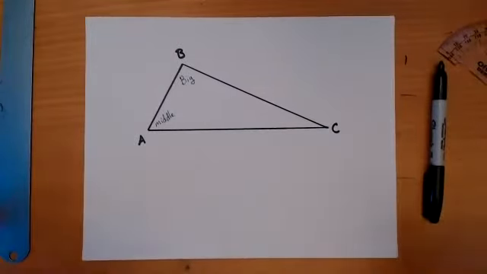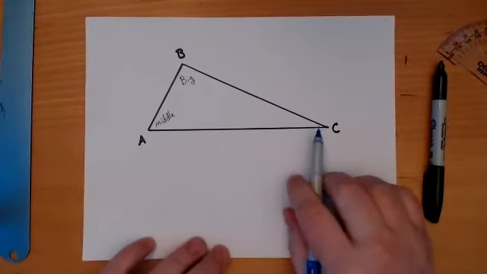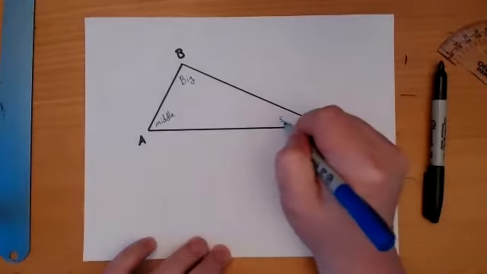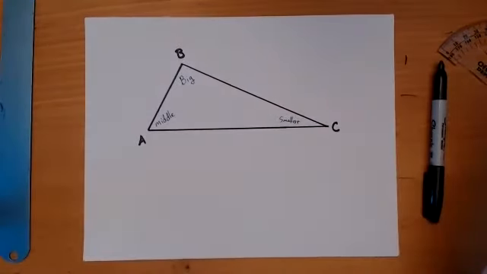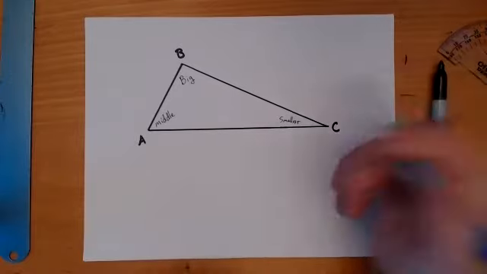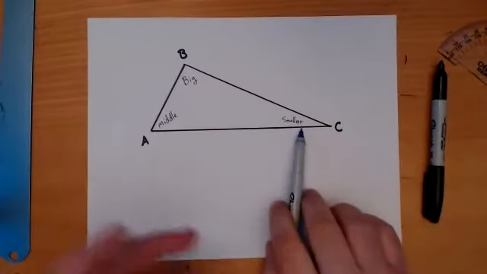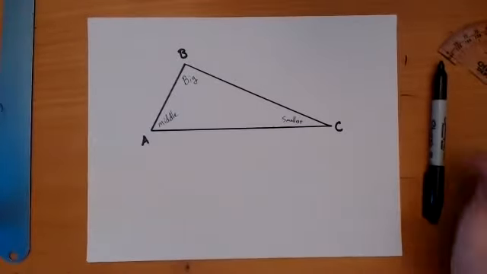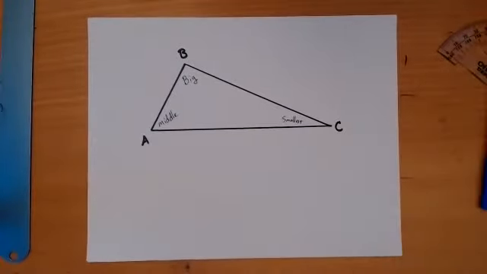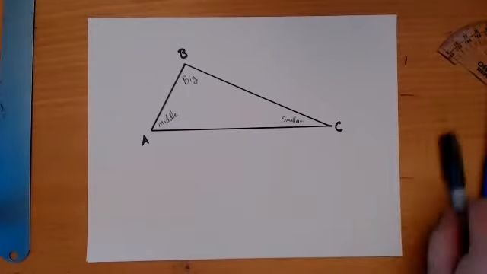Okay, and because of process of elimination, this is my smallest. Okay. So, we've got Papa Bear, Mama Bear, Baby Bear, right? Big, middle, and small. Okay. Now, I want you to start looking at the three sides.